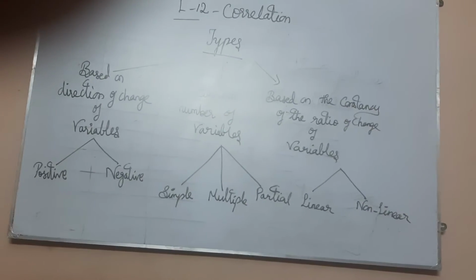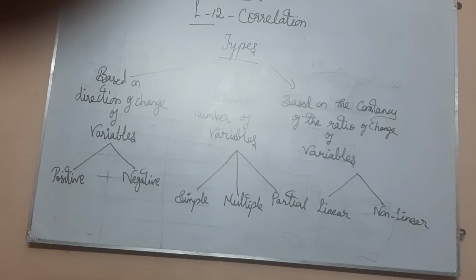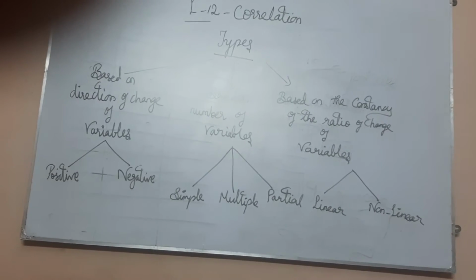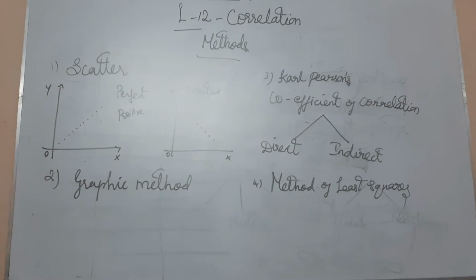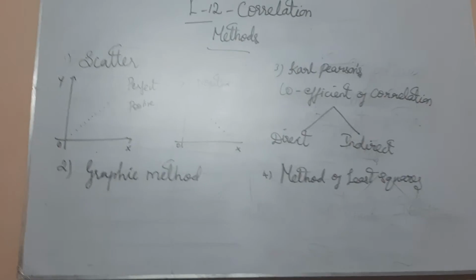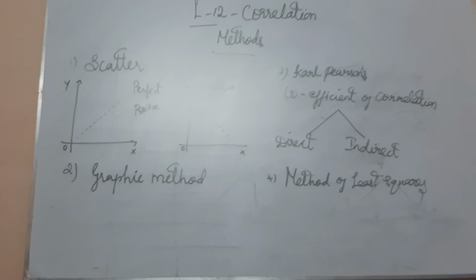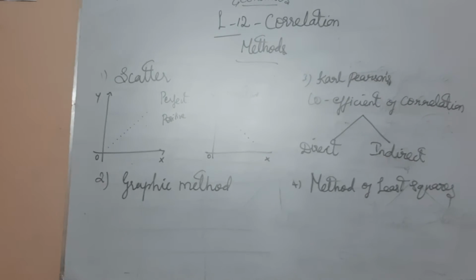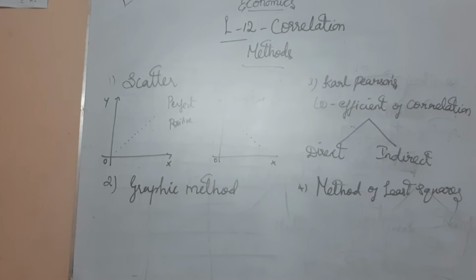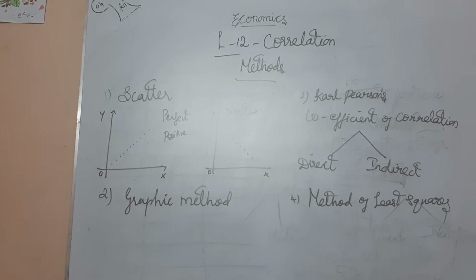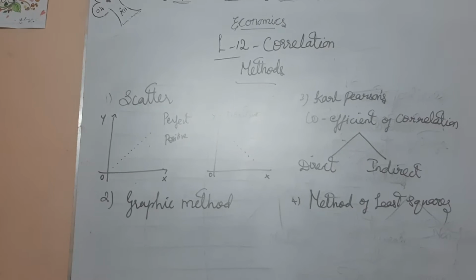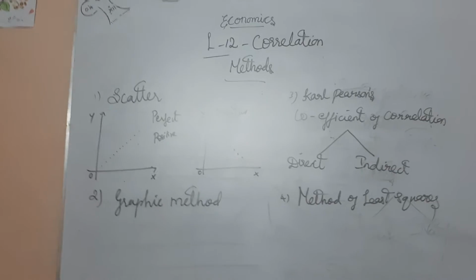Methods of studying correlation, we will move on now. First, we will move on to the scatter diagram method. In this one we have perfect positive correlation, perfect negative, low degree of positive, low degree of negative, high degree of positive, high degree of negative, and no correlation. Up to that we have.